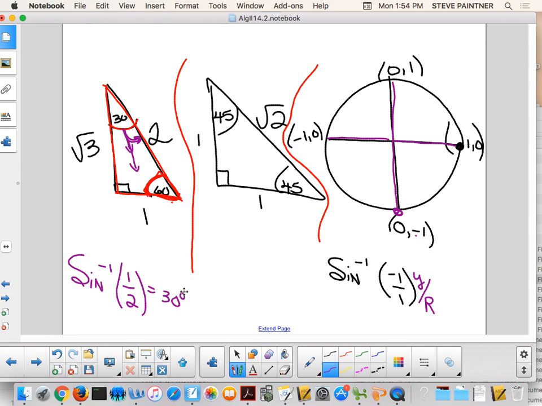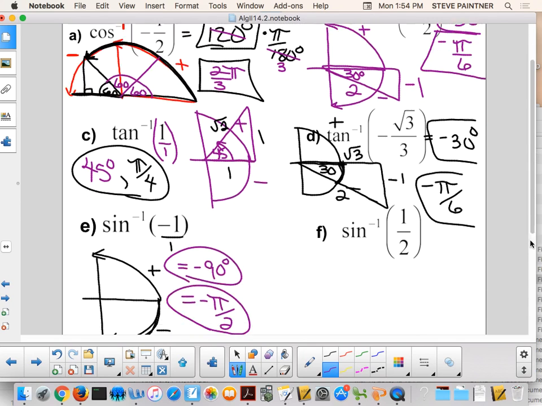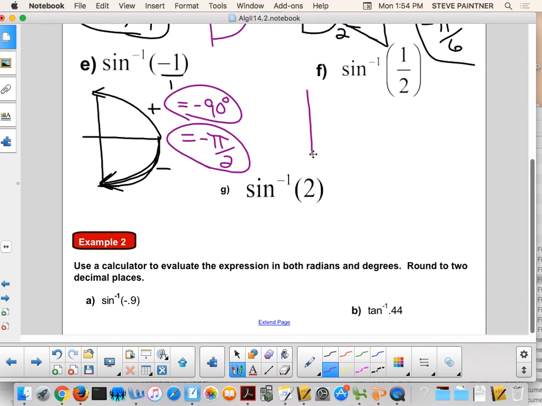And because this is positive, you're in what quadrant? You're in the first quadrant, right? So you're here. I'm going to draw you the picture again. Positive ratios here, negative ratios here. You guys decided on a 30, didn't you?